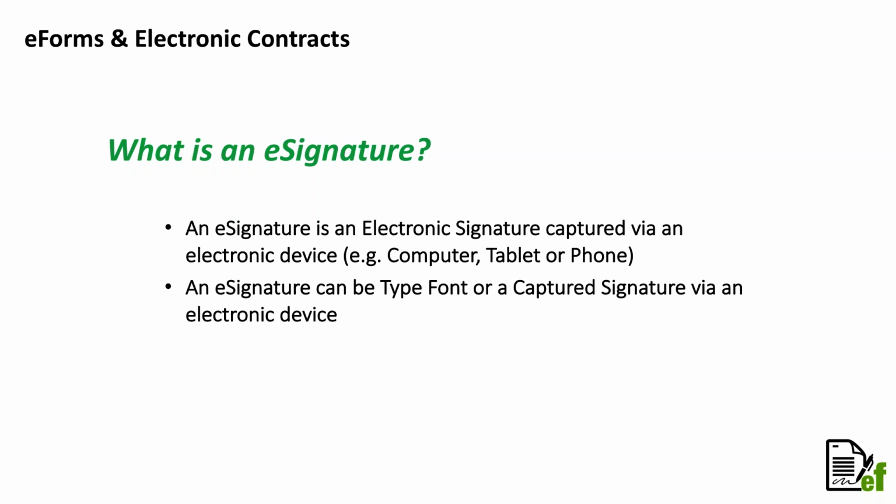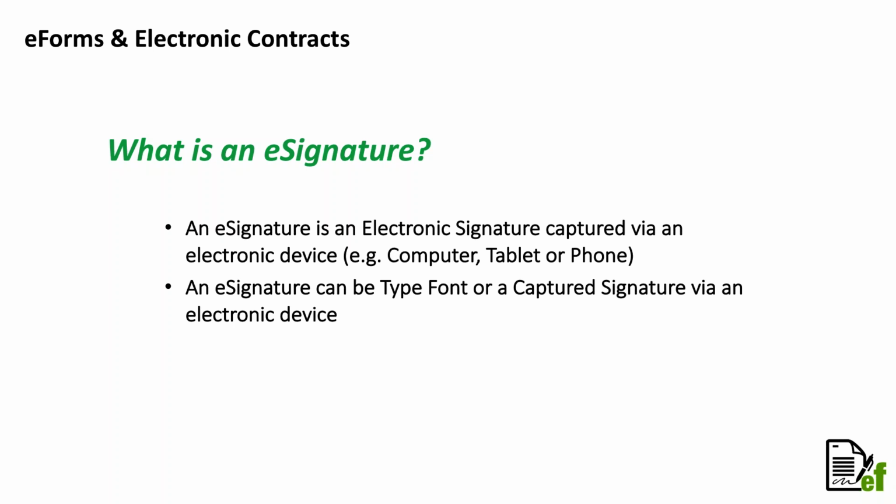Now, what is an e-signature? An e-signature is a signature that's captured on an electronic device. So it doesn't matter whether you're using a computer, tablet, or phone. It will allow you, whether you're in the field or sending it electronically to a customer, for them to go on an electronic device and sign that electronic form.